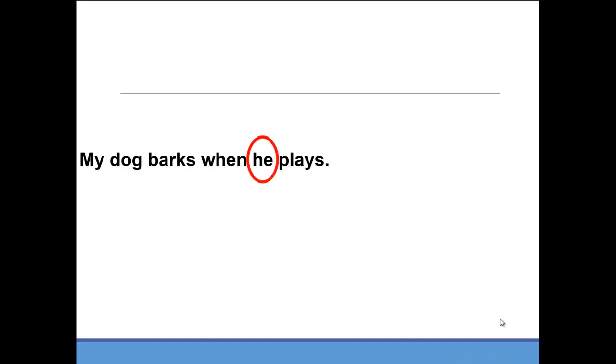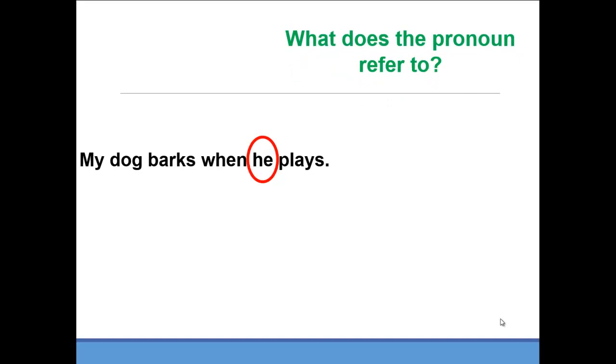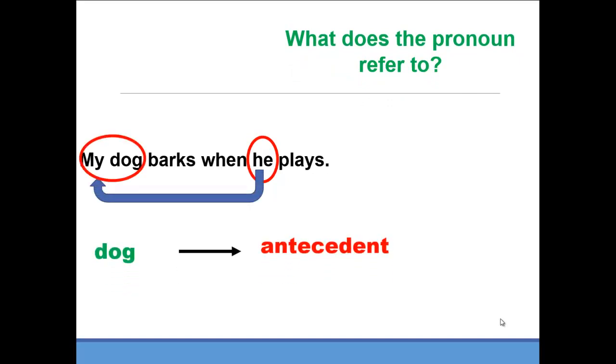Another example. My dog barks when he plays. What pronoun do we have in the sentence? We have the pronoun he. What does this pronoun refer to? It refers to my dog. So what do we call the noun dog? We call it the antecedent.